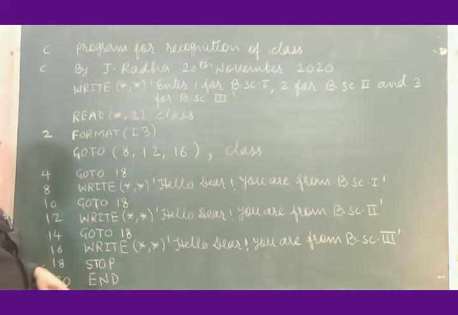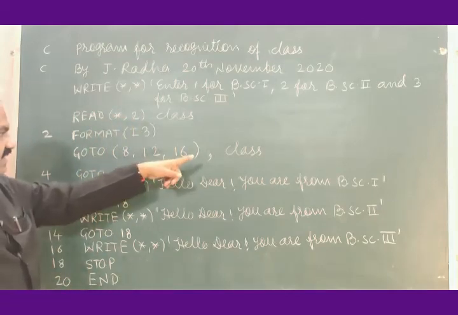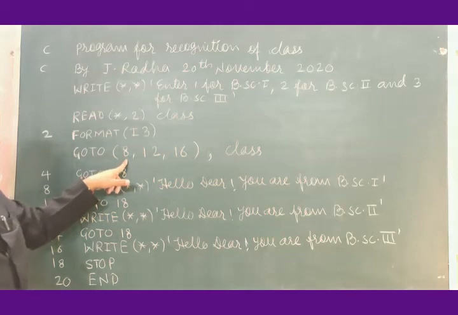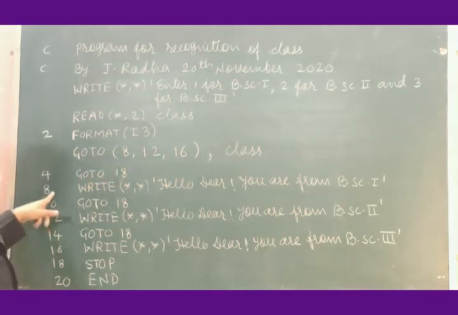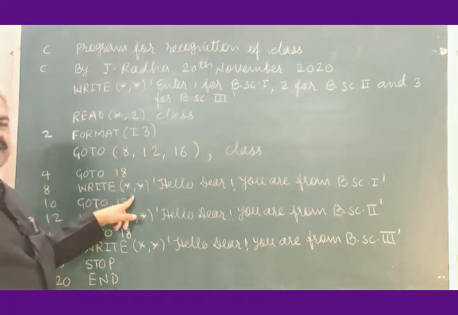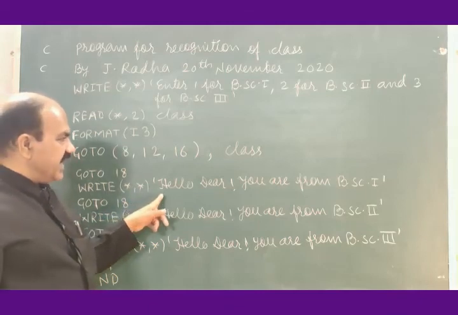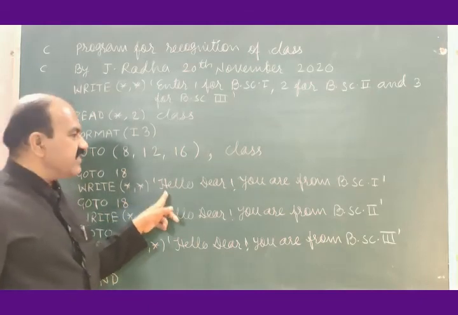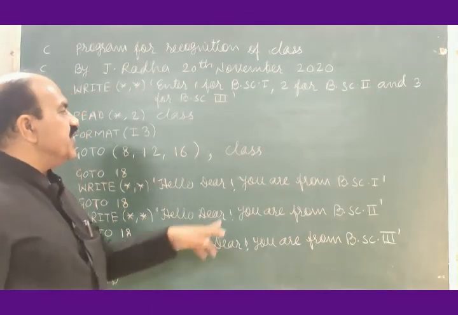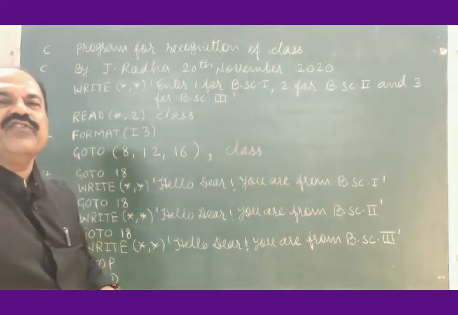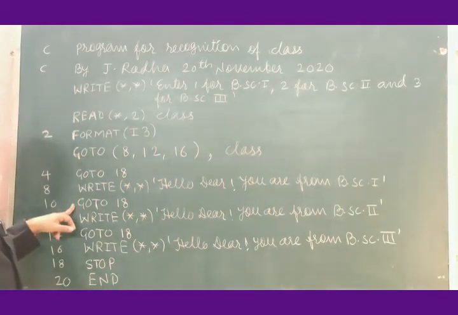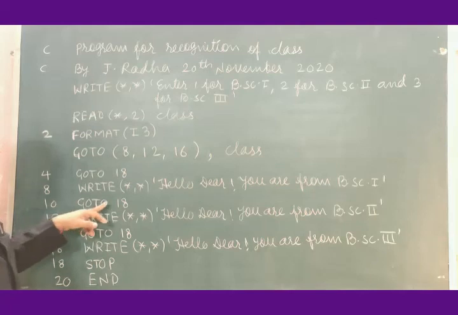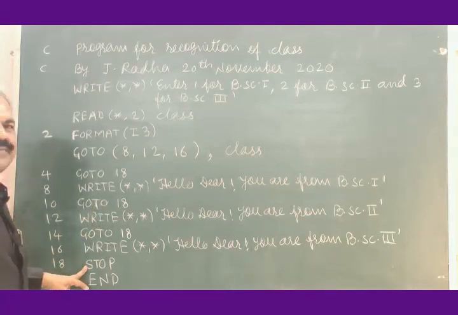If we enter 1, what will happen? Class is equal to 1, so control will be sent to 8. Where is it? 8 is here. Write asterisk, comma, asterisk, and what will be printed there? Hello dear, you are from BSc first year. After that, the control will come here, go to 18. Stop the program. Execution completed.